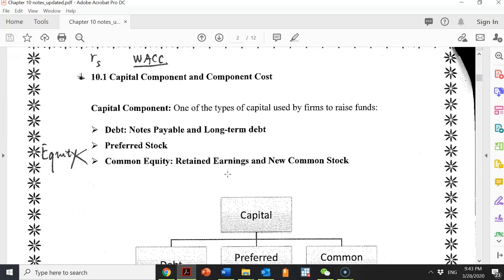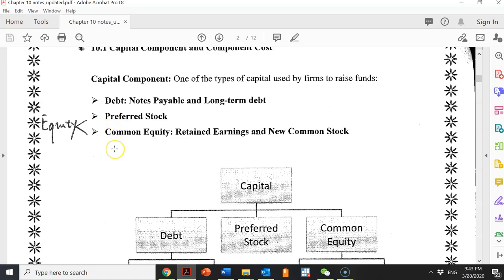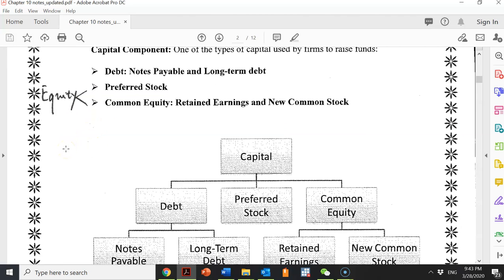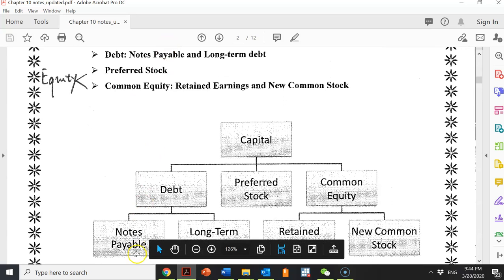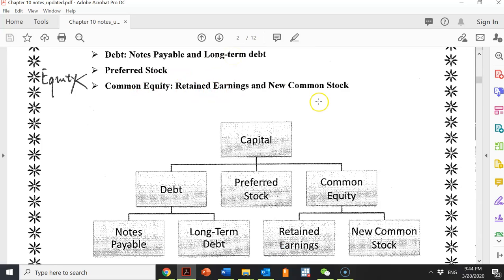So let's first look at the definition for capital components and component cost. Capital component: one of the types of capital used by firms to raise funds. So capital components are the different types of ways a firm can raise capital, and it's mainly three ways: debt, preferred stock, and common equity. Preferred stock and common equity both belong to the equity category. For debt, we have short-term notes payable and also long-term debt. For common equity, we have retained earnings and new common stock.